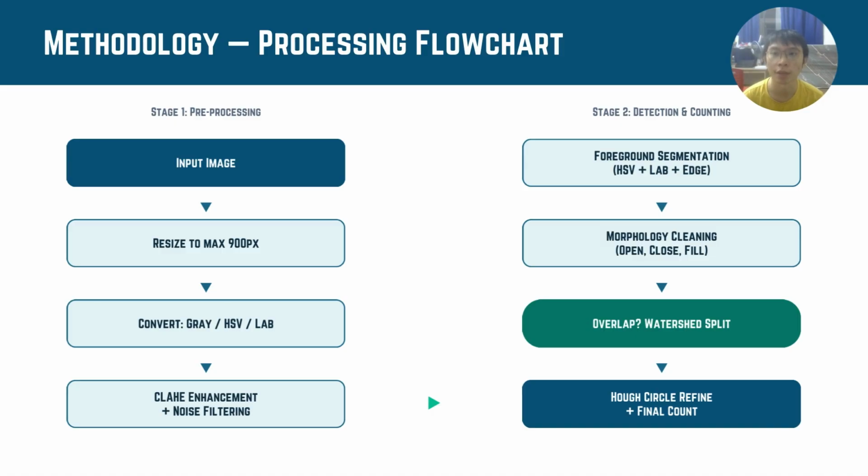The process begins with reading the input image and resizing it to a standard size. Then the image is converted into grayscale, HSV, and LAB color space. Next, contrast enhancement and noise filtering are applied to improve the image quality. Foreground segmentation is performed to separate the buttons from the background. After that, morphological operations clean the segmented image. If overlapping buttons are detected, watershed segmentation is applied to separate them. Finally, circle refinement is performed and the total number of buttons is calculated and displayed.